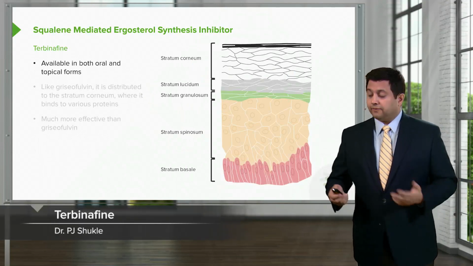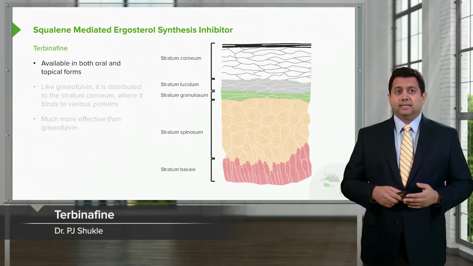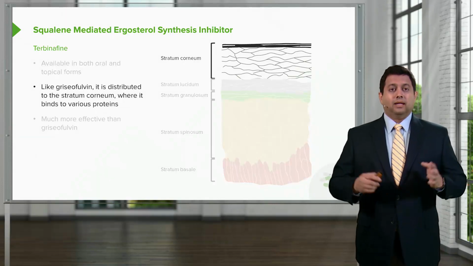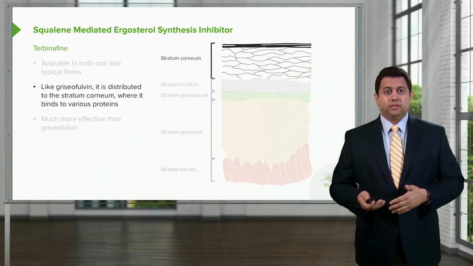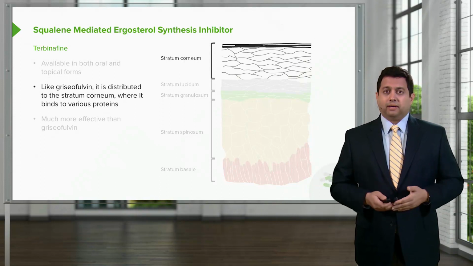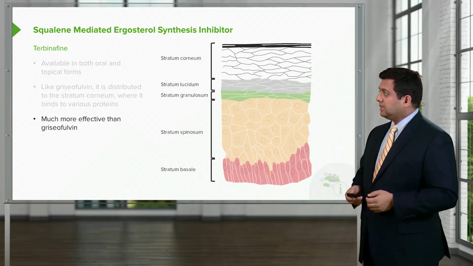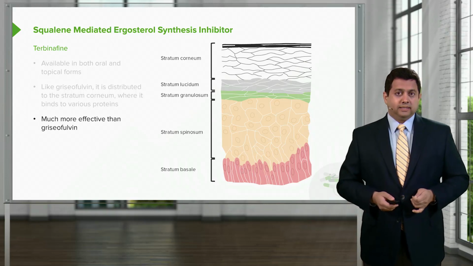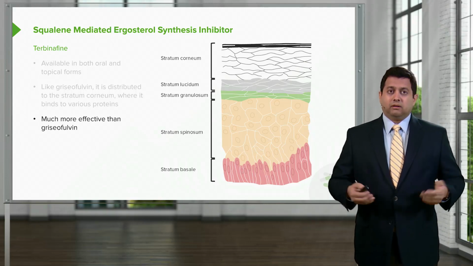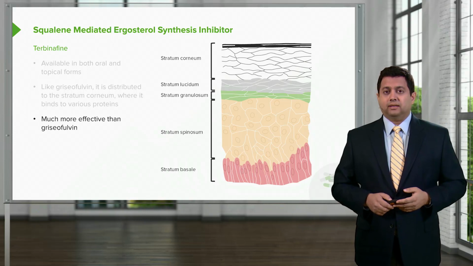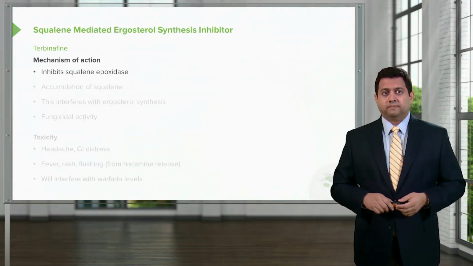Terbinafine is available both in oral and in topical forms. Like griseofulvin, it is distributed to the stratum corneum where it binds to various proteins. It's actually much more effective than griseofulvin, and we see it all the time used in fungal infections.